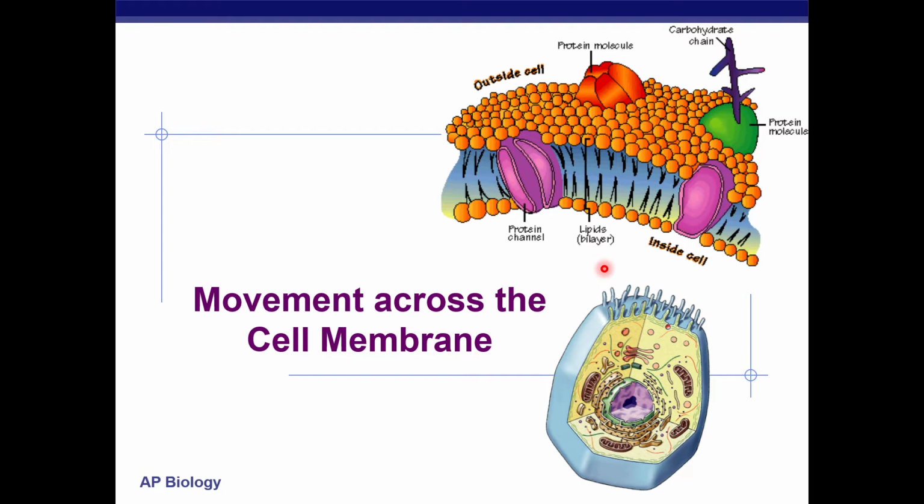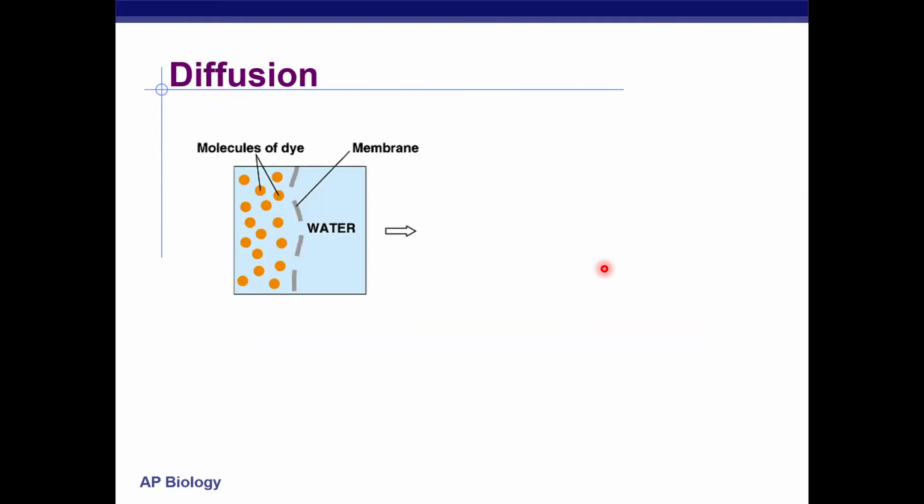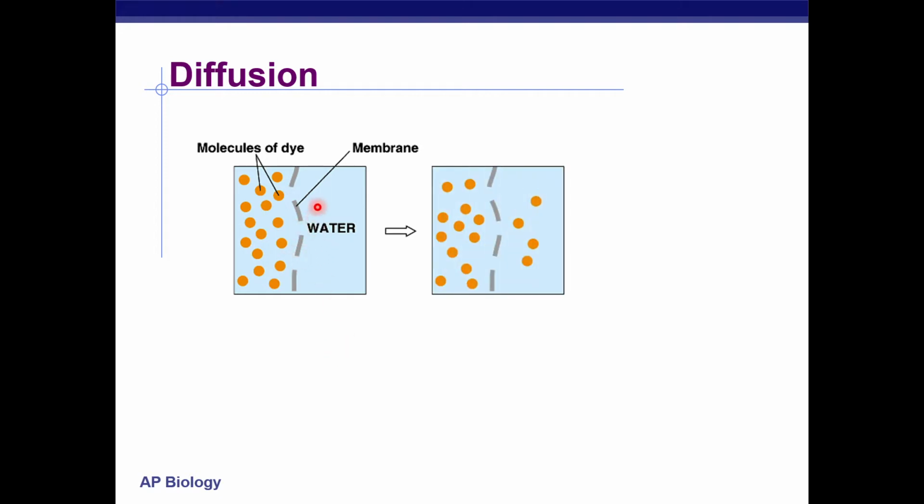So how do things move across that cell membrane? Diffusion is the key. If this represents a membrane like the cell membrane, molecules are going to diffuse from an area of higher concentration to an area of lower concentration. So in this image, you can see there's lots of molecules of dye here, but none on the right side. Because this membrane is selectively permeable, it has little gaps in it, over time, some of these molecules can pass through.